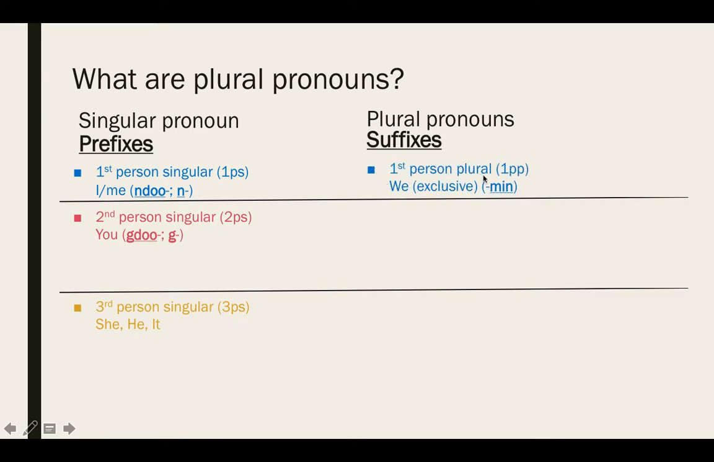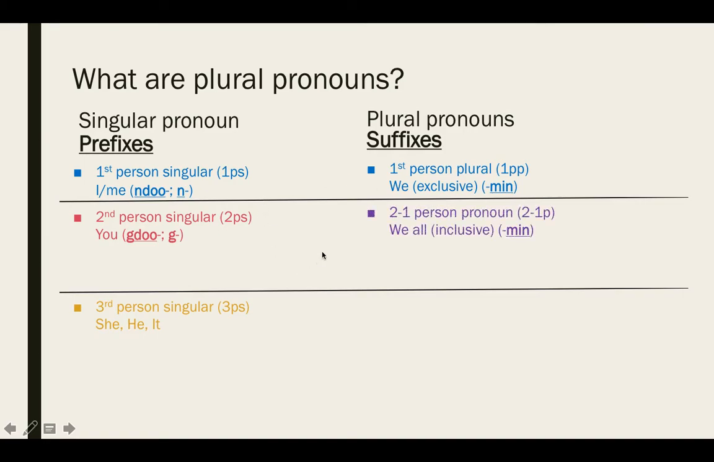So first person plural, that's the we exclusive. That's when you're excluding whomever you're directly talking to. So like we but not you did this. We would have n and ndo in front of our verb, our VTI, and then we'd have a min ending at the end of our VTI word. So that's how we do first person plural, we exclusive.